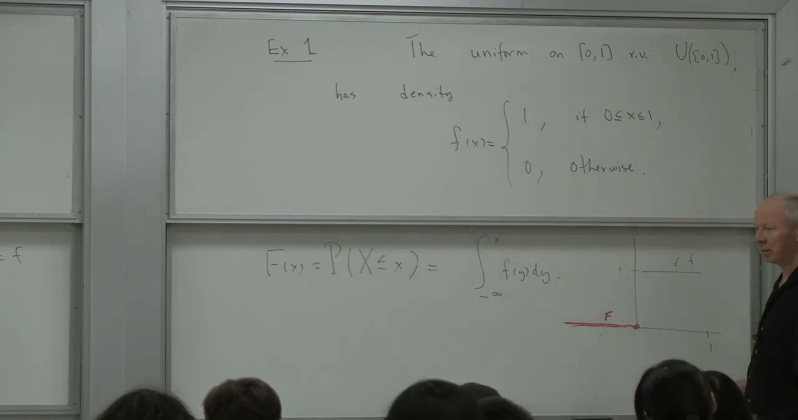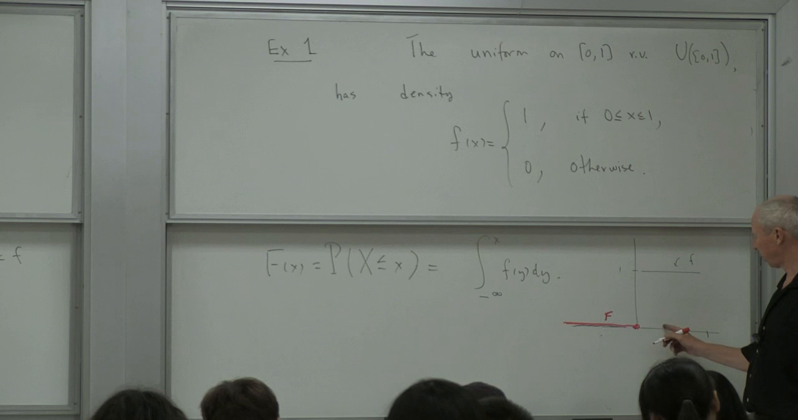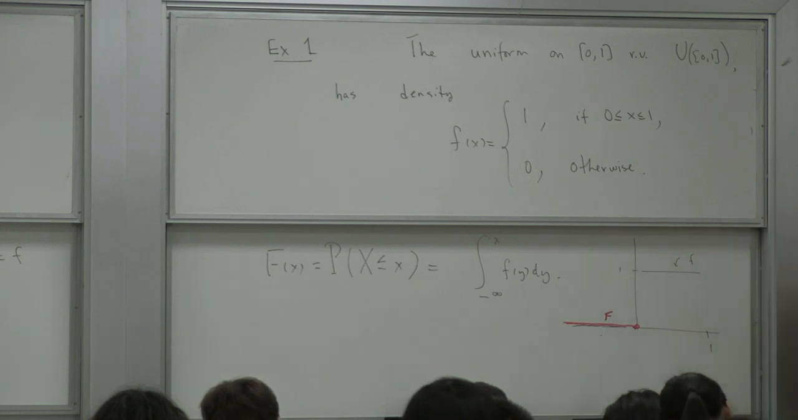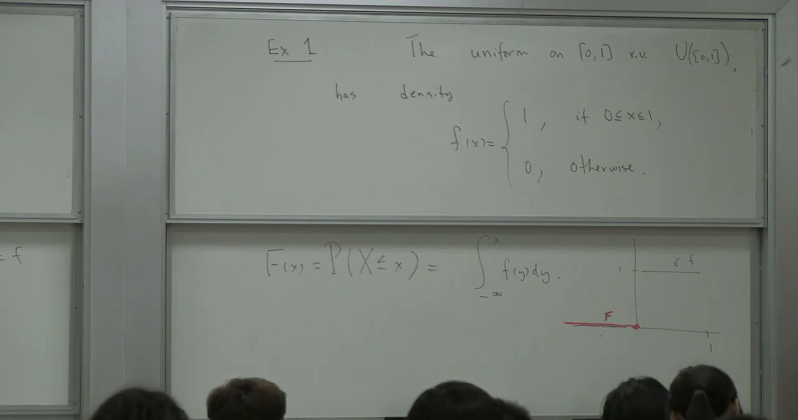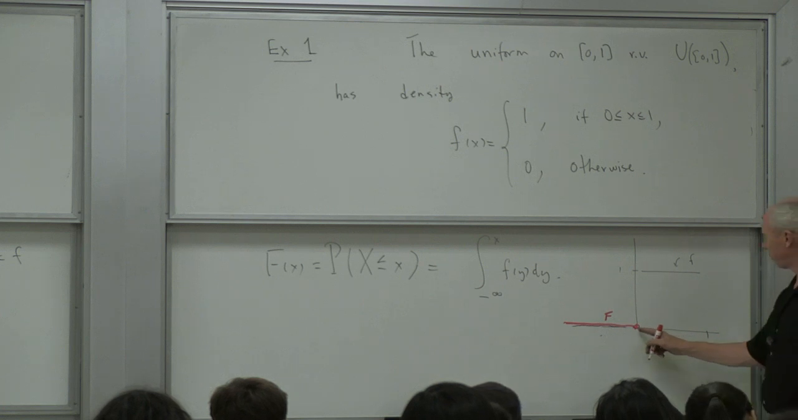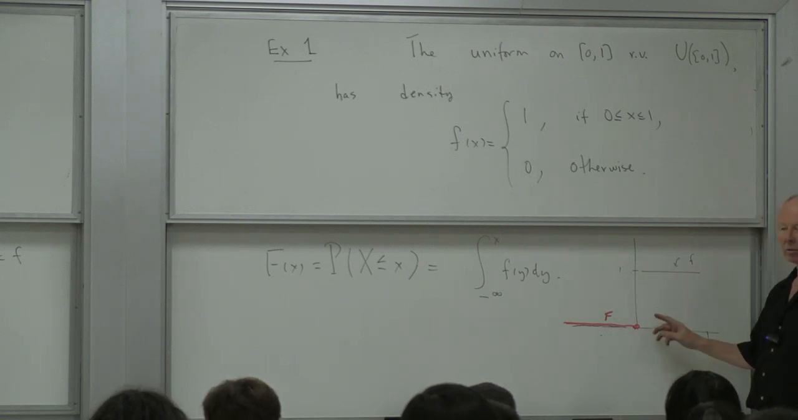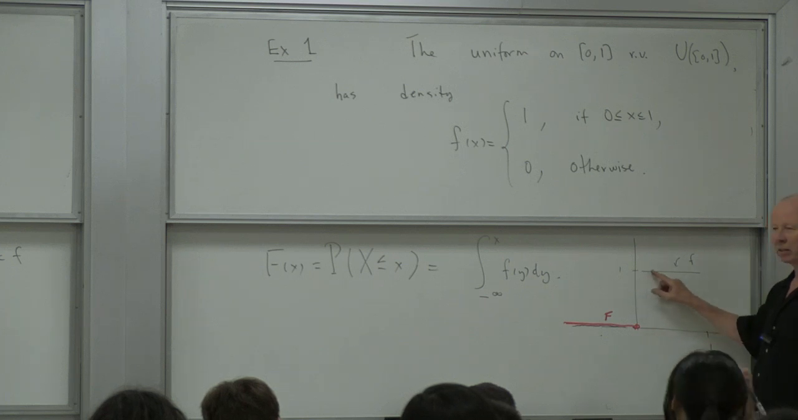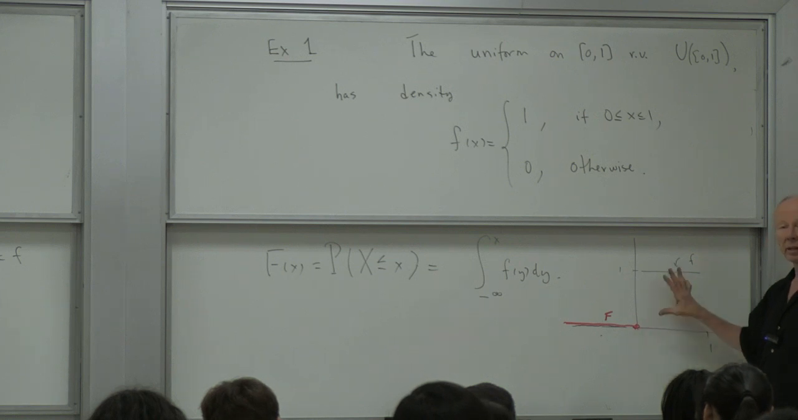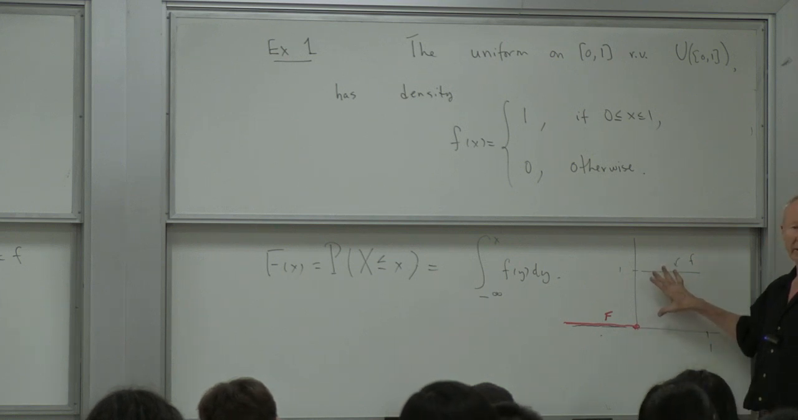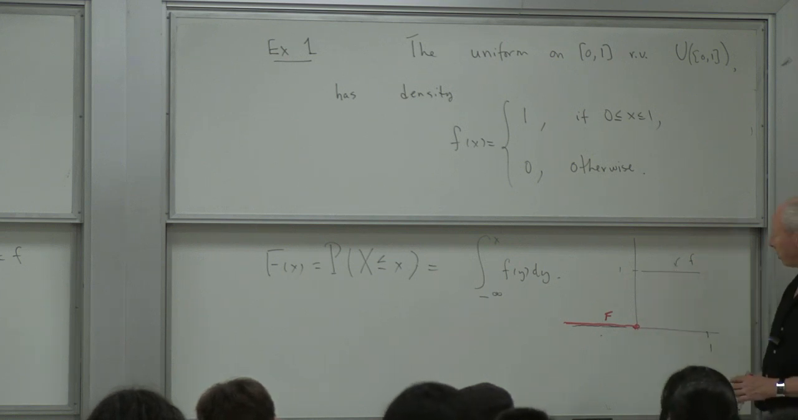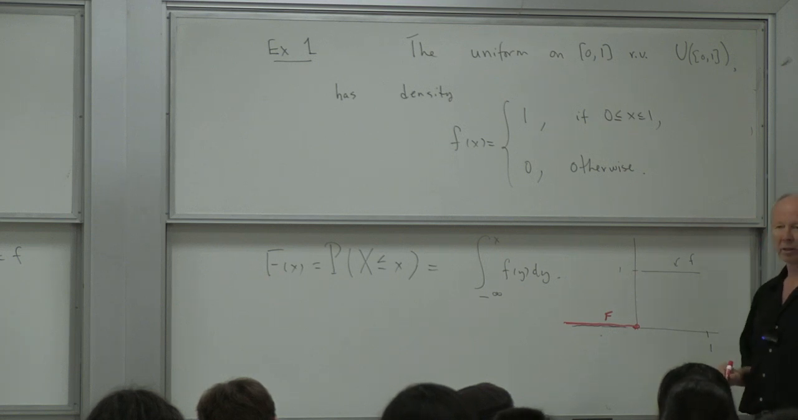And then what happens? I'm integrating 1 from 0 to x. What's the integral of 1 from 0 to x? Well, if I integrate this function from 0 to x, what am I getting? I'm getting the area under the graph. What does that look like? Well, this is constant height 1, and so I'm looking at a rectangle with base x and height 1. That has area x.